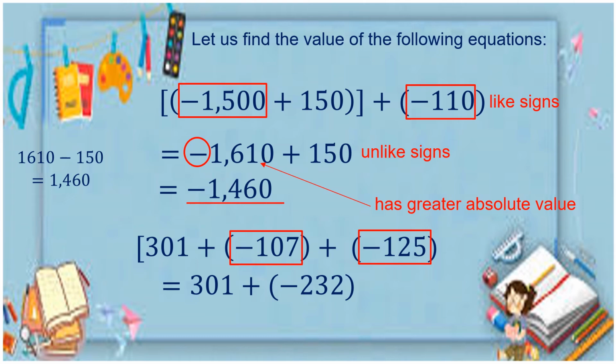So they are unlike signs. So we are going to subtract 301 minus 232, which is equal to what? Correct. It is equal to 69. Since 301 has greater absolute value and it is positive, so the final answer would be positive 69.